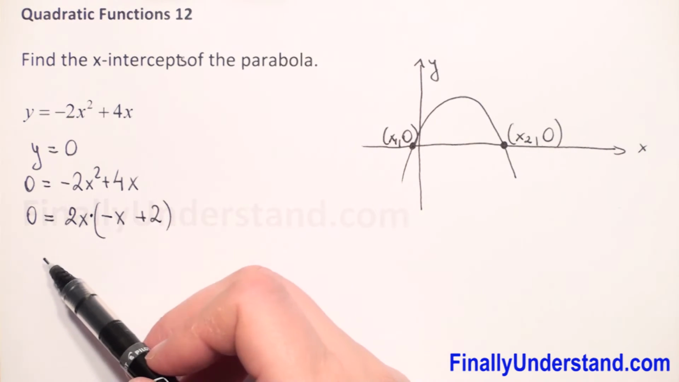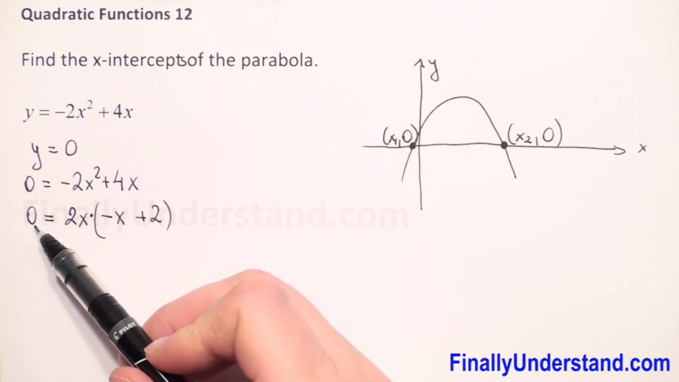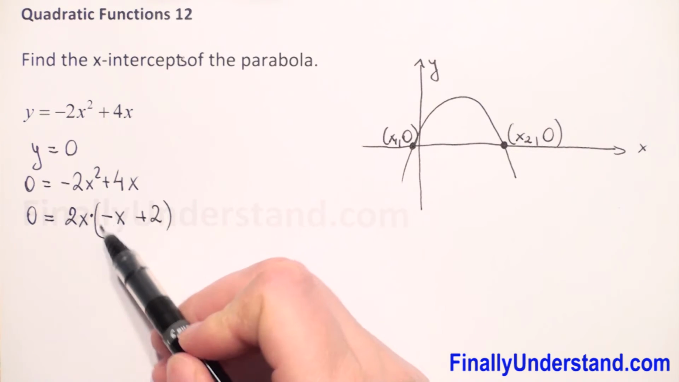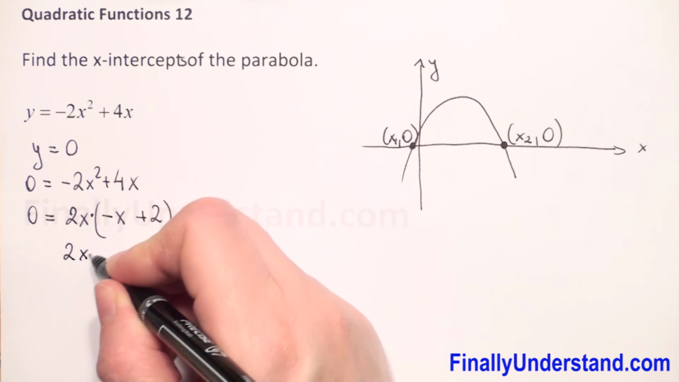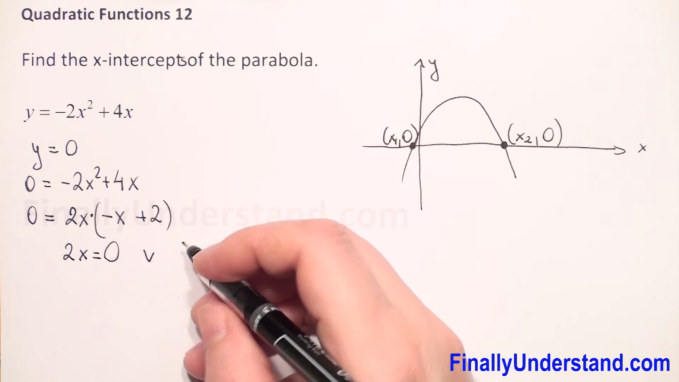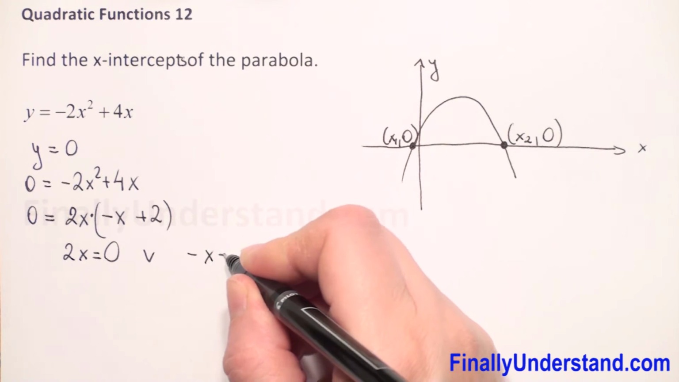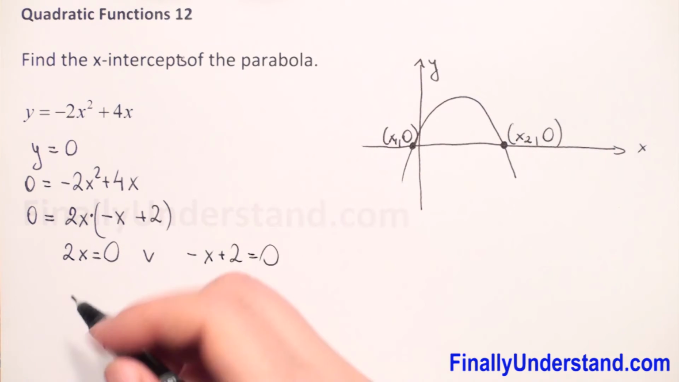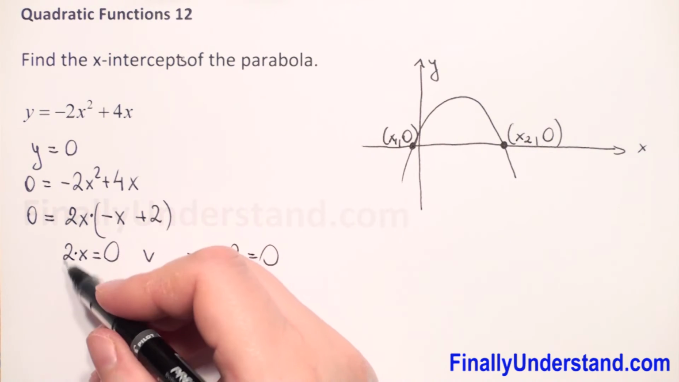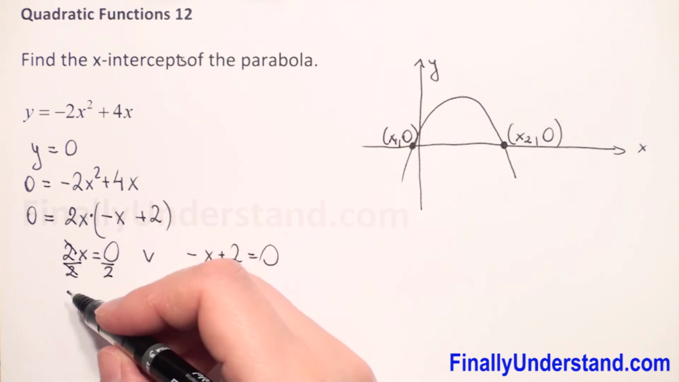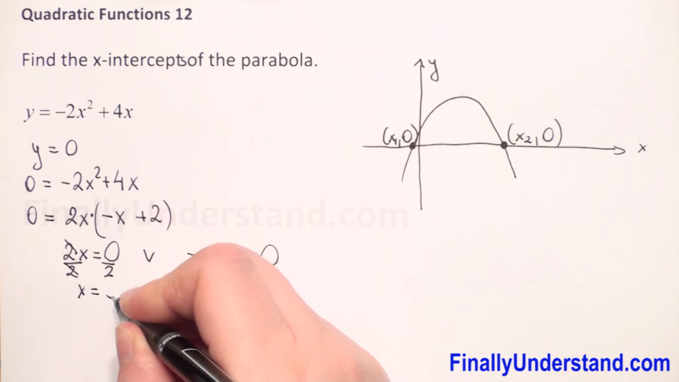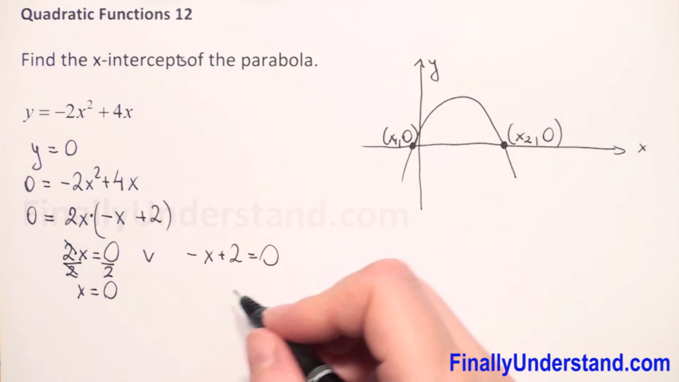So this will be equal to 0 when one of these factors is 0. So 2x will be 0, or negative x plus 2 will be 0. So we have multiplication here, so we will divide both sides by 2. 2 and 2 we will reduce, and we have that x is equal to 0. 0 divided by 2 is 0.